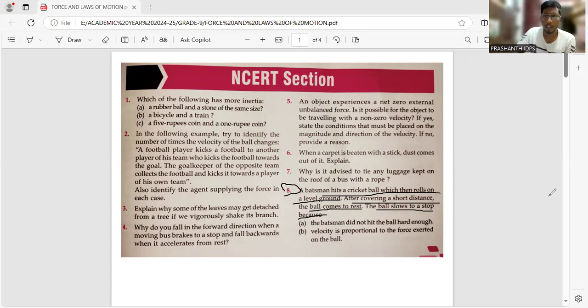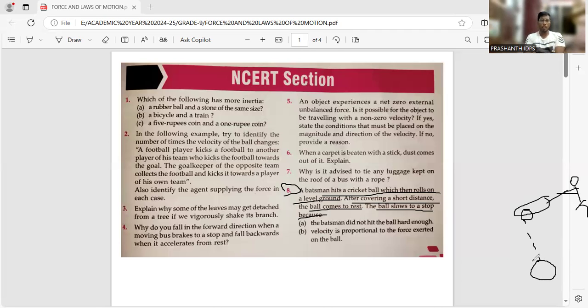So what is he saying? Imagine a batsman hit the ball. When he hits the ball, what happens after some time? It's rolling on the ground. After some time, the ball comes to rest. Yes or no? It slows down, which means the speed decreases.